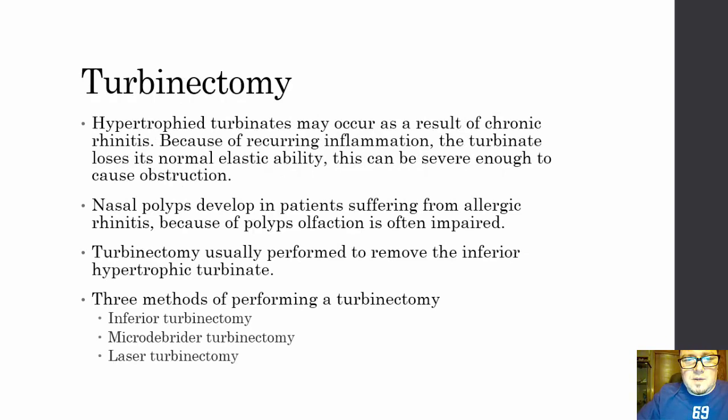Turbinectomies, there's three different approaches listed on the bottom of the slide: an inferior, a microdebrider, or a laser. Those are the three ways to get rid of those turbinates. Remember, this is from chronic rhinitis, and the inflammation has come over and over and over again, and these turbinates enlarge and get inflamed, and we need to get them out of there to stop that situation.